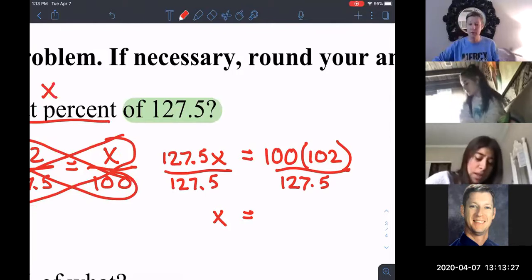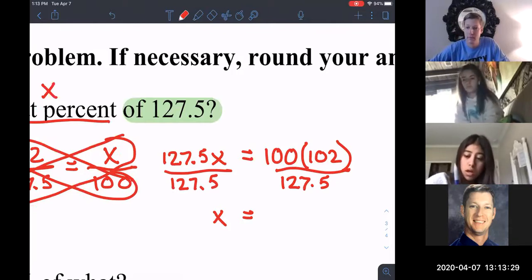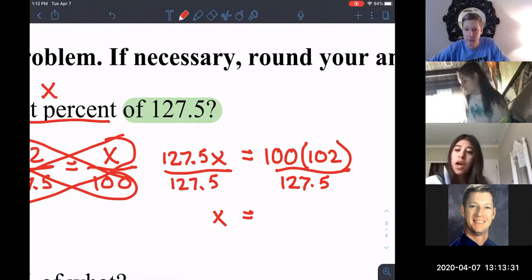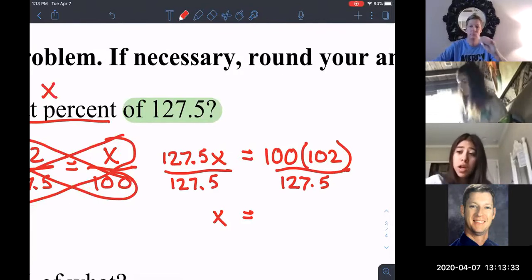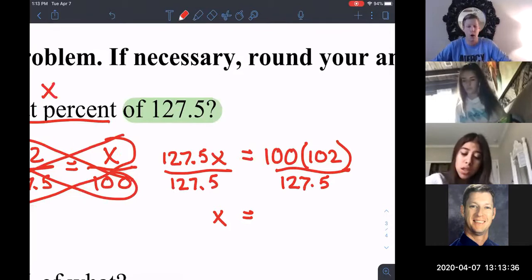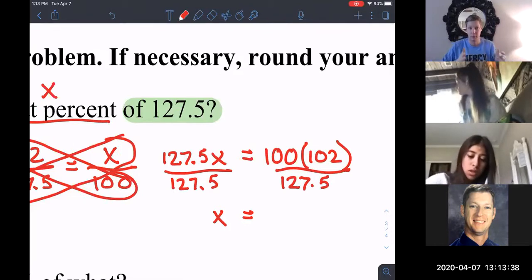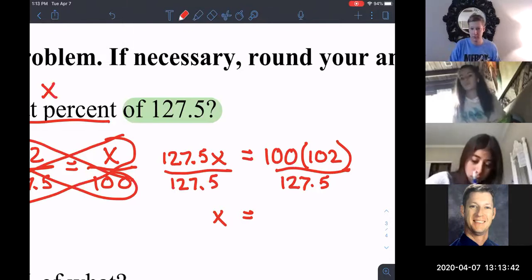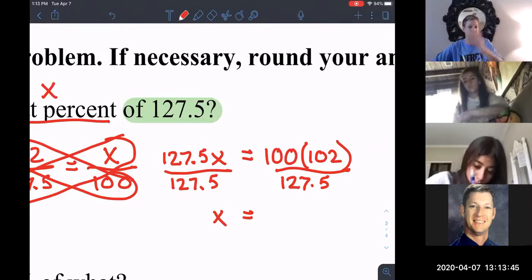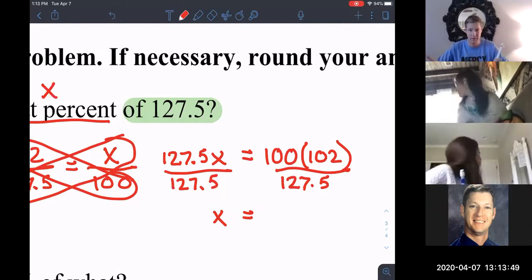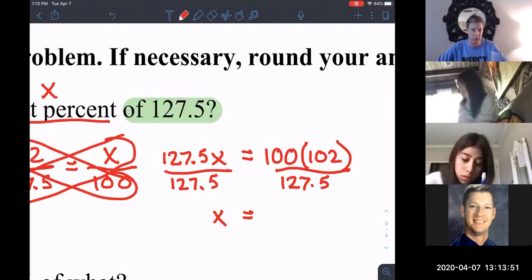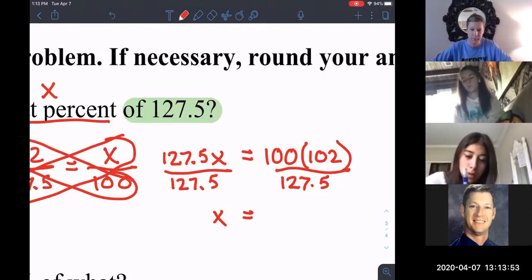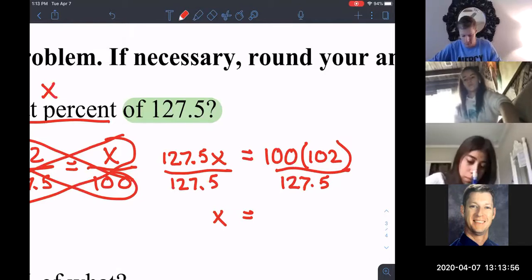And you can always go ahead. Does it matter what side the 100 times 102 is on? No, it does not matter. You can put the 127.5 times x on the right side, and you can put the 100 times 102 on the left side. Remember, we can switch two sides of an equation anytime. And it also doesn't matter if you do 102 times 100 or 100 times 102. You'll get the same answer. So did you go ahead and do the math? Tell me what you get.